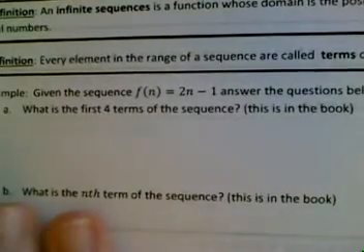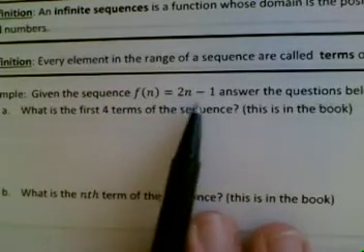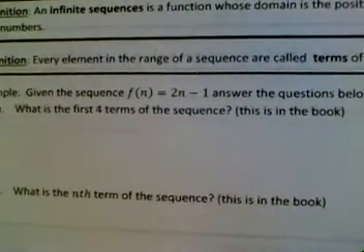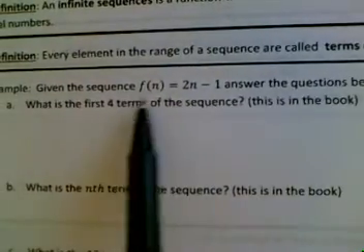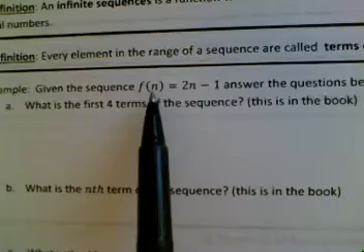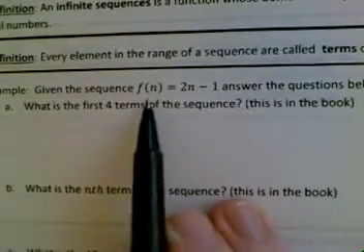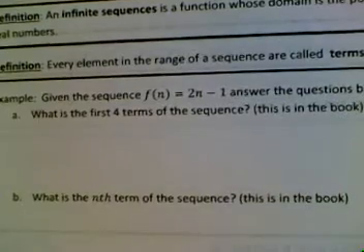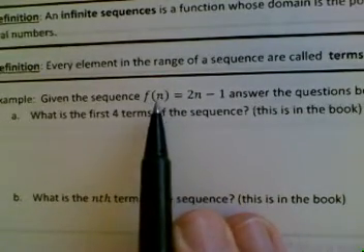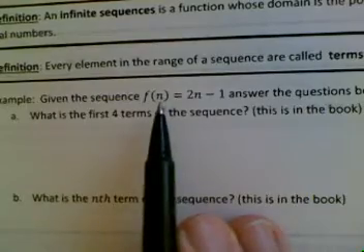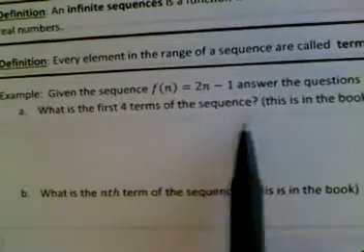Now, example 3a says, given the sequence f of n is equal to 2n minus 1. We change patterns to, instead of using x in here, we use n, and the reason for that is because we're talking about whole numbers, not any number. X generally refers to any number on the coordinate plane. We're talking about only the whole numbers: 1, 2, 3, so on and so forth. So, what are the first four terms of this sequence?